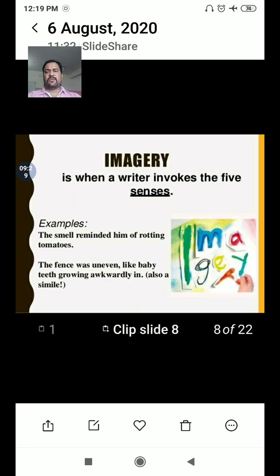When I say the word rotting, that means he is visualizing the picture of the red color of rotting, smelling tomato. The fence was uneven like baby teeth. So you can imagine you have the picture of baby teeth. So that way the fence, the boundary, was like that. Like this, many examples of imagery are there. Whenever the author or the poet uses words which appeal to one of the five senses, then there is poetic device imagery.